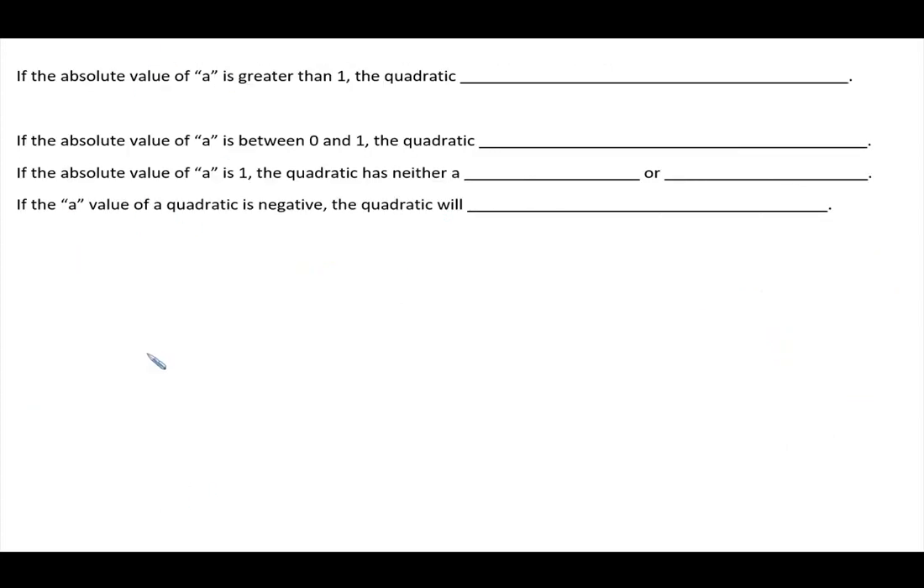So let's summarize everything we just talked about. If the absolute value of a is greater than 1, the quadratic is going to be more narrow. So remember what we call that, the quadratic has a vertical stretch. Because it will be more narrow.